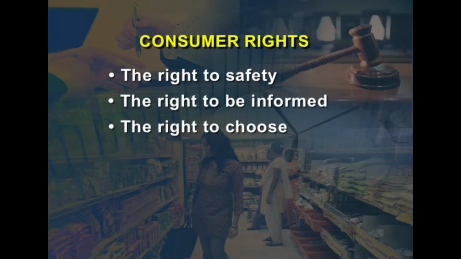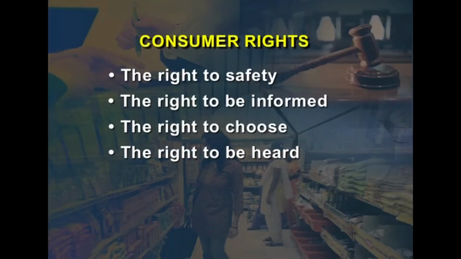The next right is the right to choose. There is quite a range of products and goods available in the market. The consumer has a right to choose from that range of goods. No manufacturer or dealer has a right to impose their thoughts onto the consumer. Consumers have to be very careful while checking the products through the advertisements and not get tempted by the advertisements.